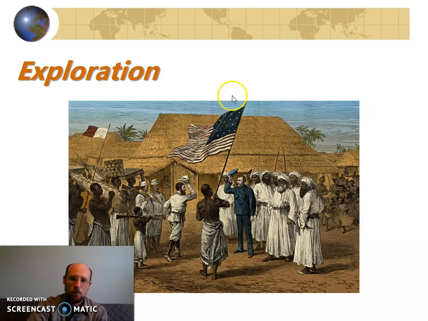Another motive for imperialism in the 19th century was exploration. Again, this is similar to the previous age of imperialism. Here we talk about exploration, we're mostly talking about Africa. Africa was the one continent that Europeans really hadn't explored because they couldn't get to the interior. When they did, they tended to die of malaria or other diseases. We'll talk about some of the factors that enabled them to do that.